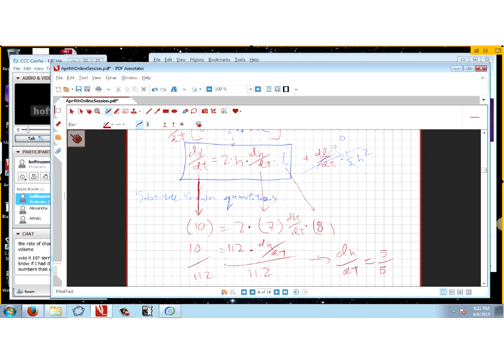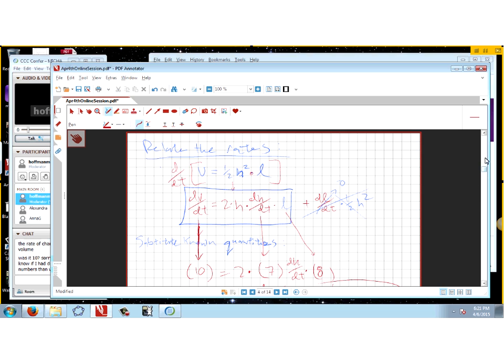if you reduce this, it becomes 5/56 feet cubed per minute. Okay, so that should be what the answer looks like.